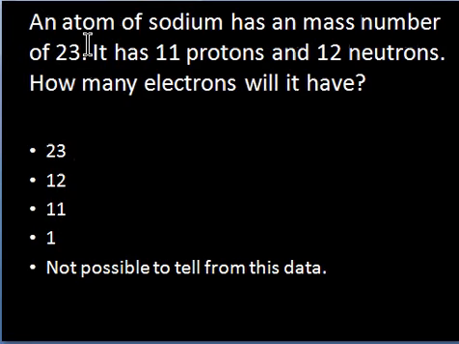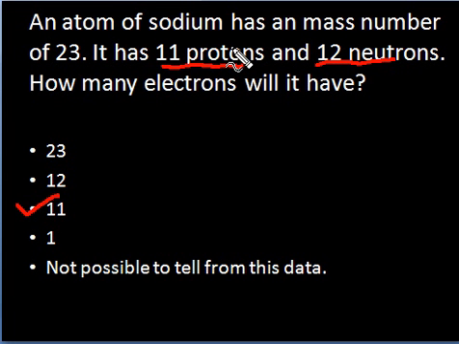The next one is on atom, and you should know definitions of mass number and atomic number. So here it's telling you that the mass number is 23, which is the sum of the protons and the neutrons. But then the question asks you how many electrons will it have. What you should know is that an atom is neutral. So if it has 11 protons, it will have 11 electrons, because electrons are negative, protons are positive, and that makes it electrically neutral.